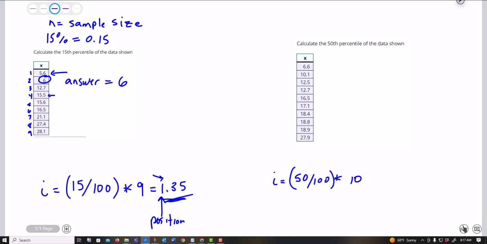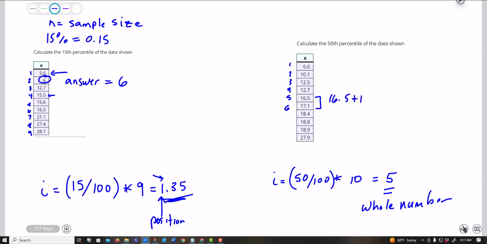And so if I multiply this one out, I'm going to see that I get 5, which is a whole number, an integer, no decimal. If it's a decimal, you go to that position and then you pick the next value. If it's a whole number, 1, 2, 3, 4, 5, you go to the 5th position, and then the next one, the 6th position. So you go in between here, and then you average the two.